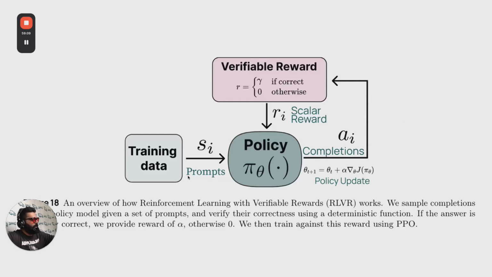This is a pretty diagram that I wanted to include. You start with your prompts. You feed that to your policy. It generates completions, policy model. You throw that completion into the function that verifies whether it's correct or not. If it's correct, it gets a reward, which I think was 10. If it's not correct, it gets 0. So it's a scalar reward, and you continue your training.